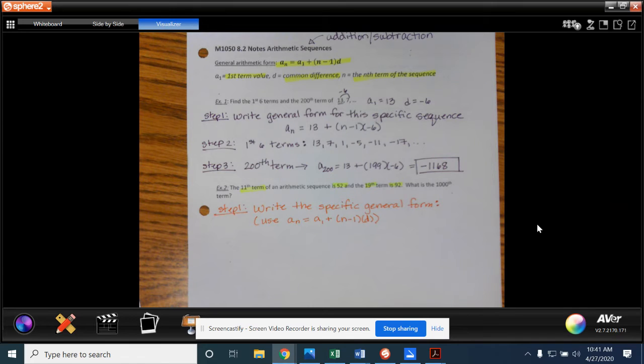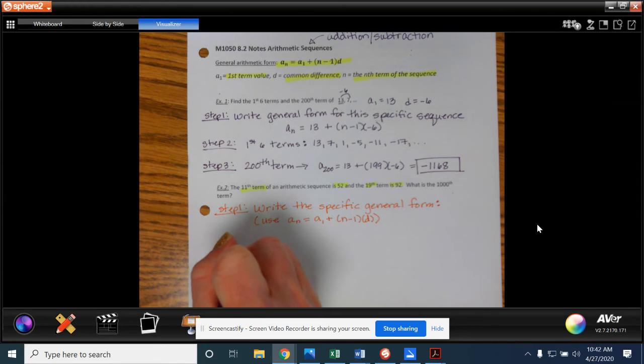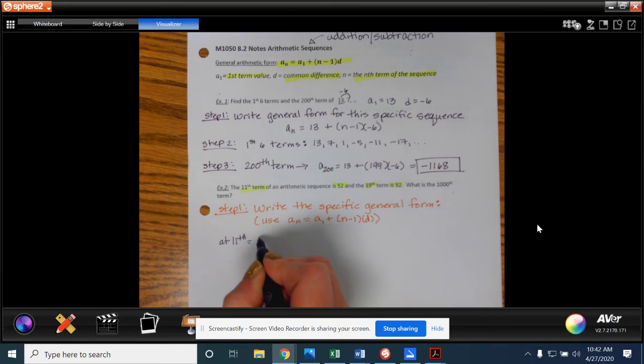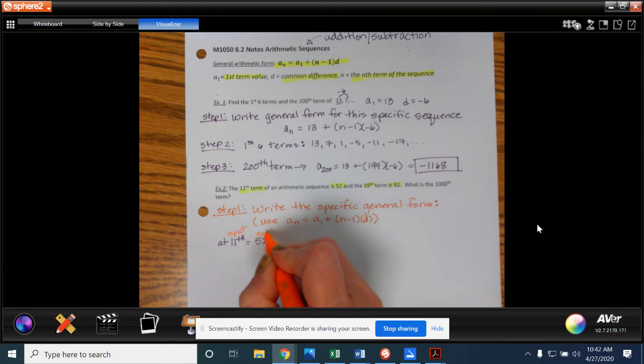But I don't know the d, and I need to find the d. So before I can find the d, I need to set up these two equations. So at the 11th term, remember, equals 52. This is your input, and this is your output.